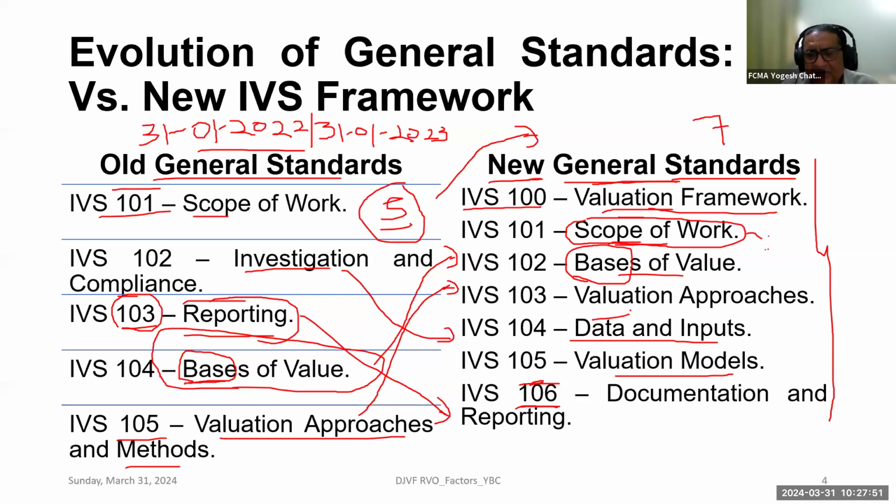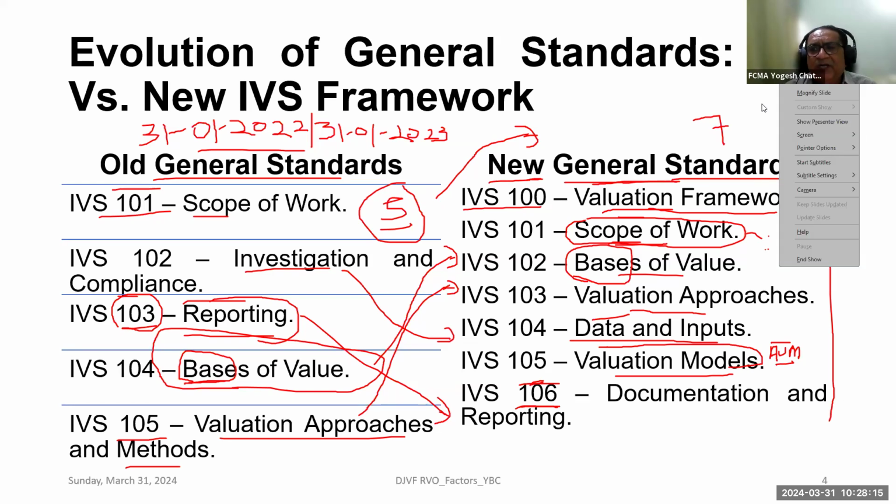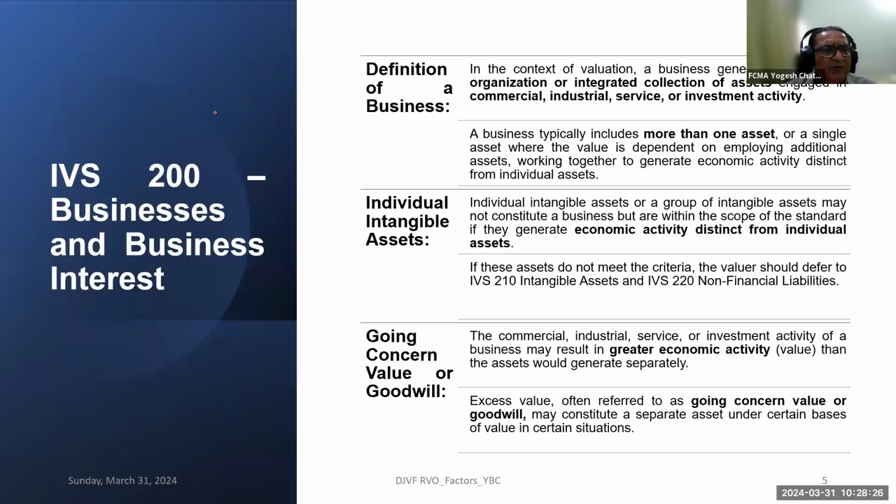Data and inputs: there are major changes in that in the new valuation general standard. Then we have the valuation model. Under the valuation model, the use of the automated valuation model is now formally recognized. What is the meaning of an automated valuation model? How to make use of an automated valuation model? Guidance on that is provided under IVS 105, and then we have documentation and reporting. So what we will do is start with IVS 200.